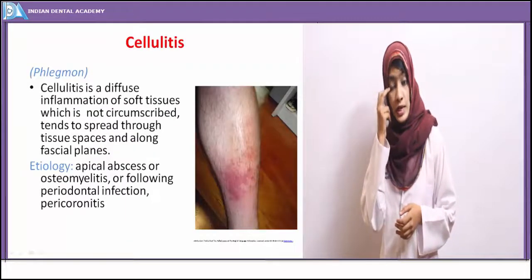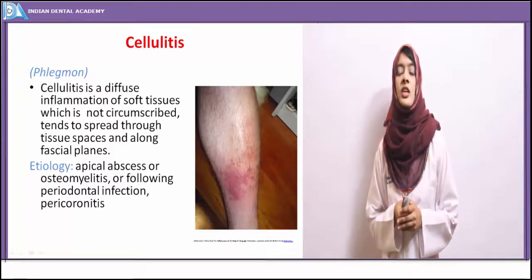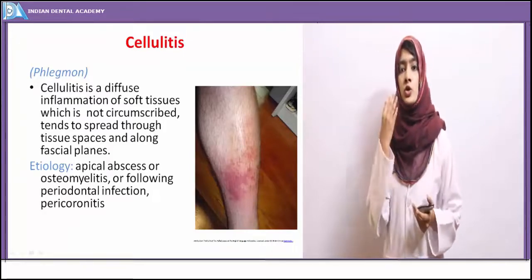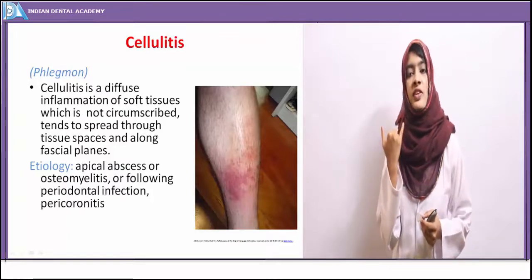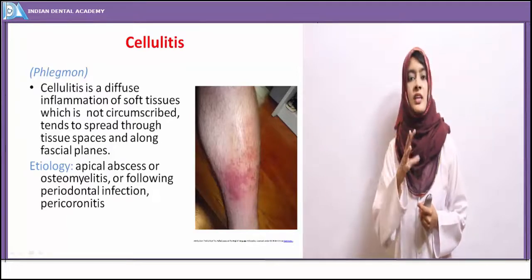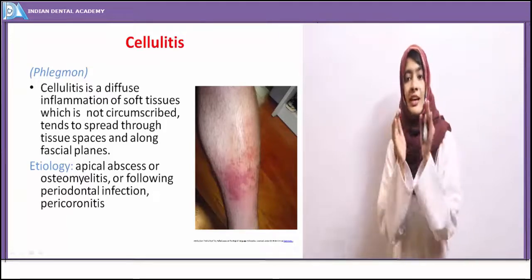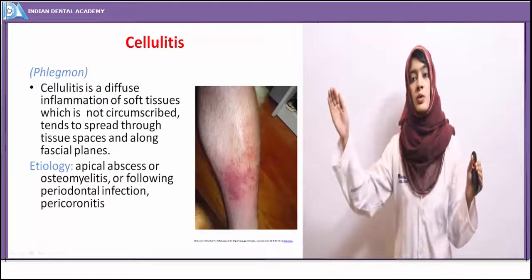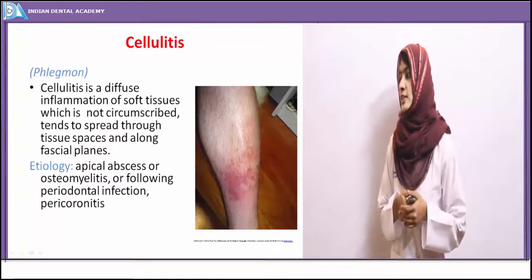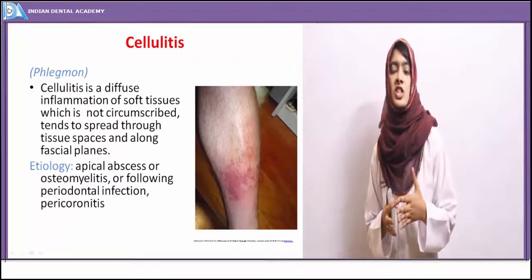So initially, as I told you, cellulitis is also known as phlegmon. Cellulitis is basically the spread of infection which is diffuse in nature. Diffuse means it's widespread in nature. Initially, the odontogenic infection, either periapical or periodontal, when it spreads, involves the bone, that is the cortex layer of bone, and then involves the superficial surface, that is the skin. The inflammation is not confined to a particular area, it spreads through a wider area, constituting the clinical features of cellulitis. So it is a diffuse inflammation of soft tissues which tends to spread along the facial spaces.